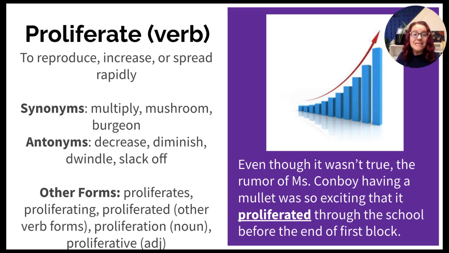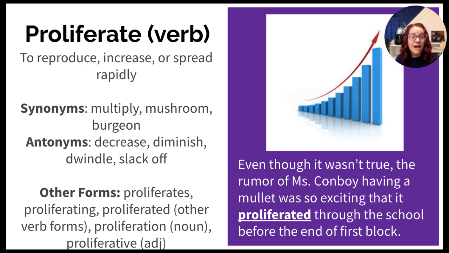Then we get to proliferate, which is a verb, and it means to reproduce, increase, or spread rapidly. Your synonyms are multiply, mushroom, and burgeon. Your antonyms are decrease, diminish, dwindle, and slack off. You have other verb forms: proliferates, proliferating, and proliferated. Proliferation is your noun form, and proliferative is your adjective form.